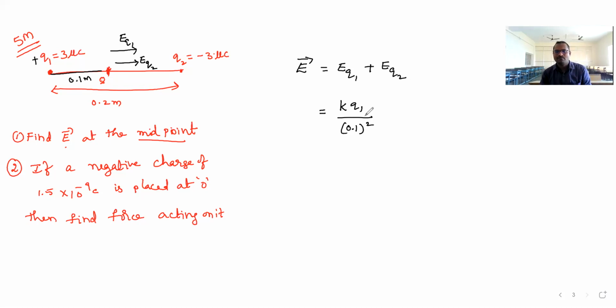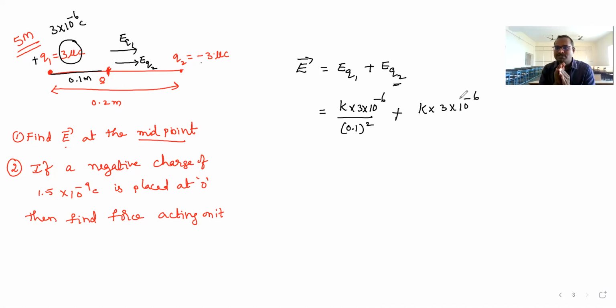KQ by R square. Q1 value, how much? Q1 value also let us write. Q1 value is 3 into 10 to the power of minus 6 coulomb, because it is microcoulomb they said. Micro means 10 to the power of minus 6, no? Plus the electric field due to charge Q2, how much? K, Q2 value is 3 into 10 to the power of minus 6.